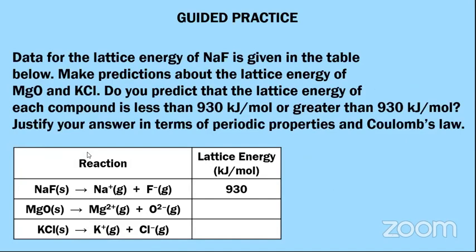We are given some data. We're given data for sodium fluoride. It's 930 kilojoules per mole. That's the lattice energy. And I want you to use Coulomb's law to make a prediction about the lattice energy of magnesium oxide and potassium chloride. So do you predict that magnesium oxide's lattice energy will be higher or lower than 930? And will potassium chloride's lattice energy be higher or lower than 930? I'm going to explain each of these on the next few slides. This would be a good moment to pause the video if you want to think about this and make your prediction, and then you can press play to see if your predictions were correct.